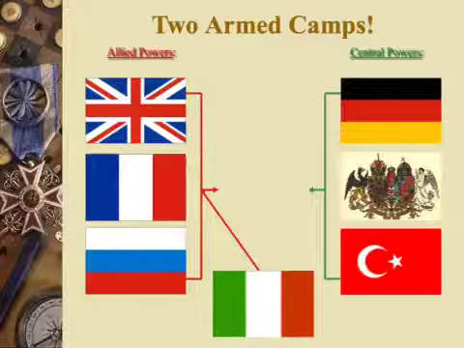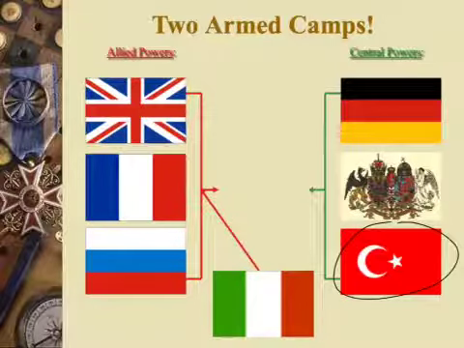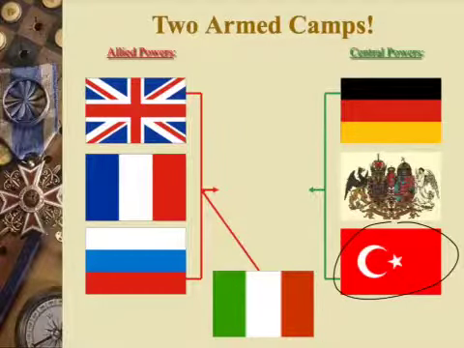The Allied powers at this point, when the war breaks out, have Italy joining their side, and their biggest issue is that Italy did not like what Austria-Hungary and Germany did to Serbia when the war broke out, so they switched sides. The Central Powers have now added Turkey, or the Ottoman Empire, down here. We know it as Turkey nowadays, but back then it was known as the Ottoman Empire.